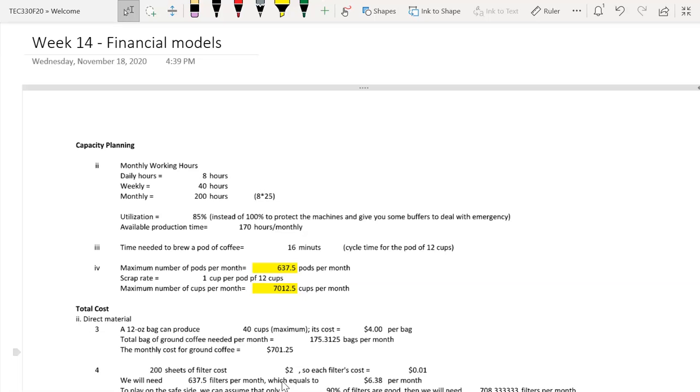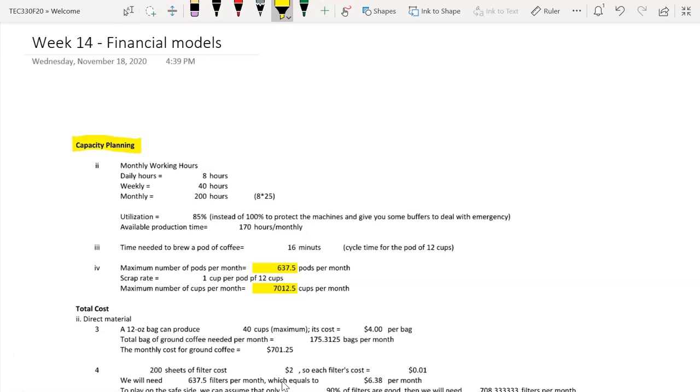Okay, so the first two pages are the coffee shop, and then the last two pages are the 3D printing. And for the coffee shop, I start from the capacity planning. This is critical because I need to know what I can produce with the limited resources. Oftentimes when you solve a textbook example, they give you assumptions which are unreasonable, but let's be real in this case.